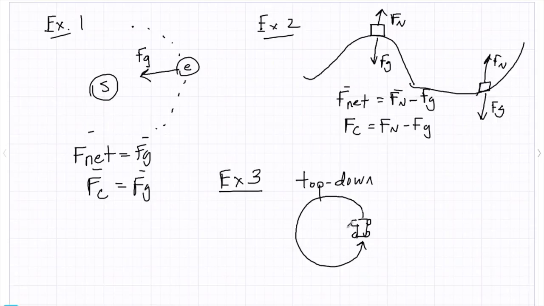So that means the force that keeps the race car in a circle is the force of friction. So in this case, the force of friction is equal to the net force, which is the centripetal force in this case.